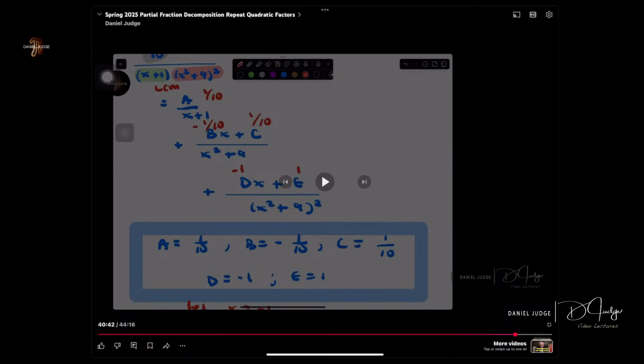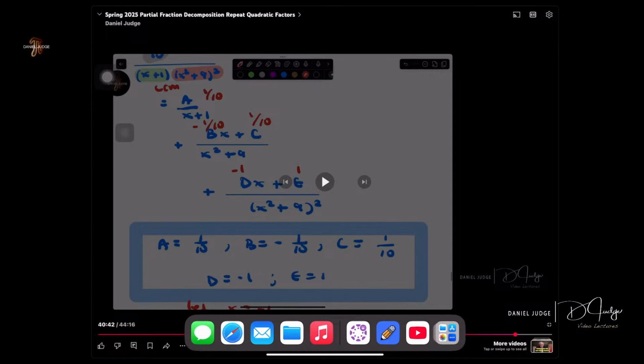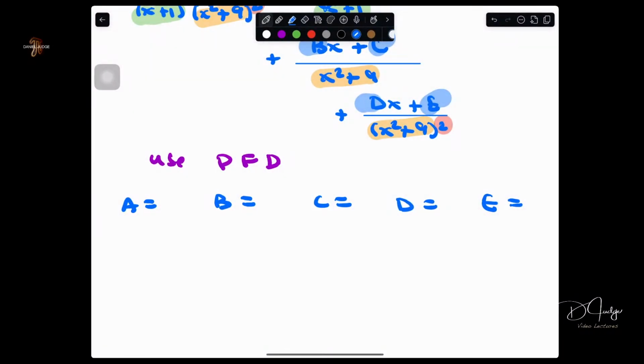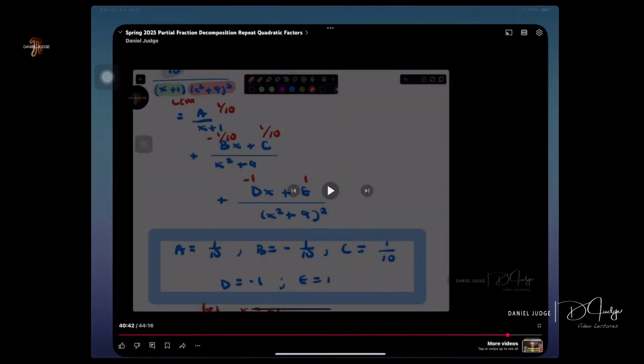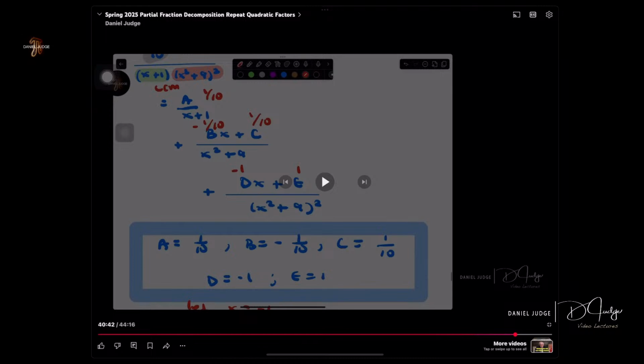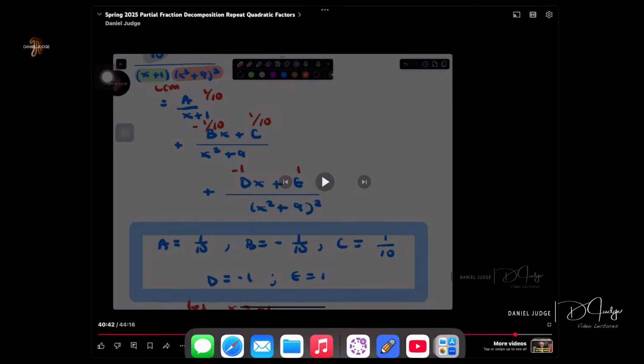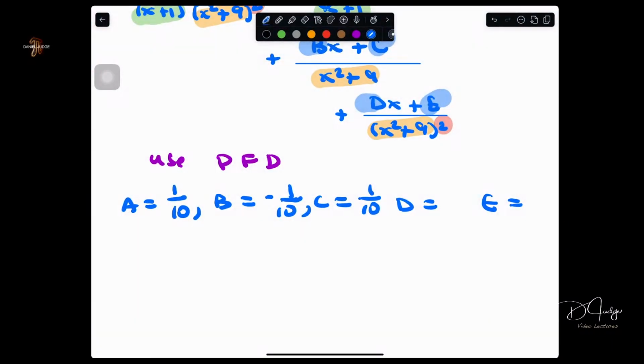There we go. A is 1/10, B is minus 1/10, C is 1/10, D is -1 and E is +1. So ladies and gentlemen, here you go.